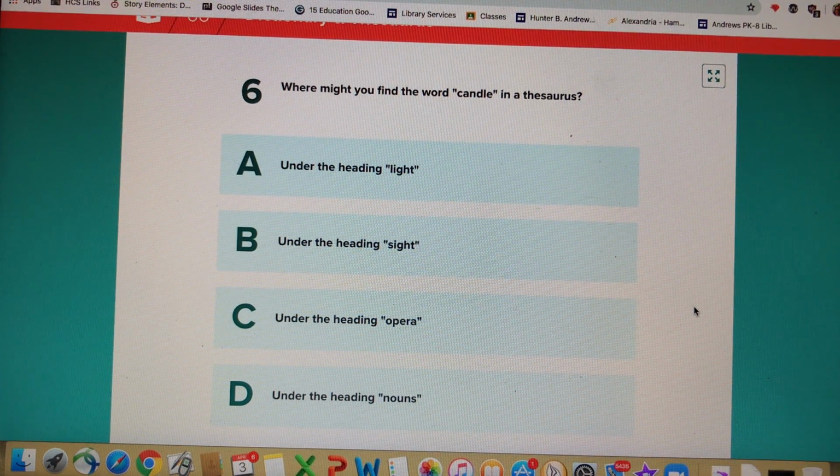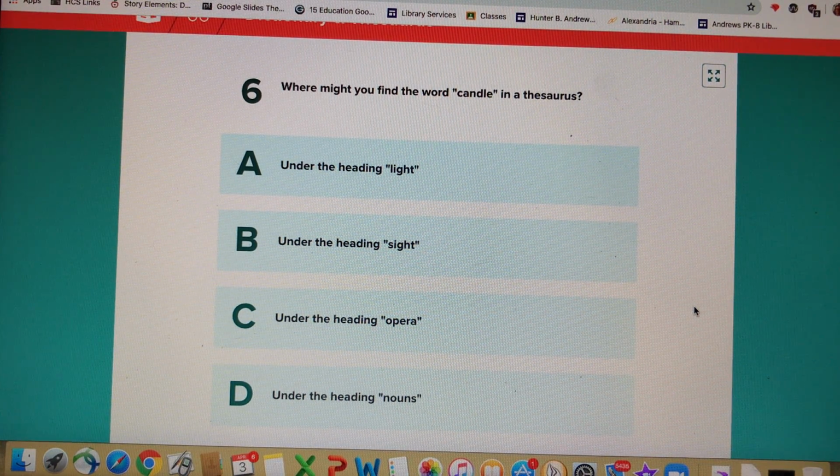Okay, where might you find the word candle in a thesaurus? Now remember, a thesaurus is where you can find synonyms. You can find words that mean the same. So let's see, what word down here might mean the same as candle?